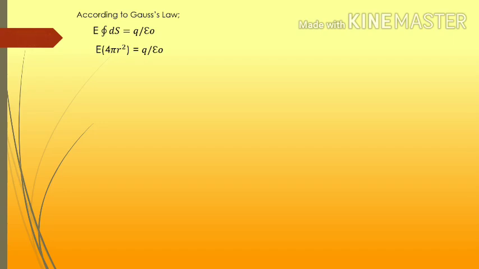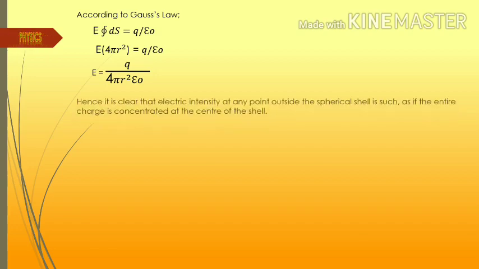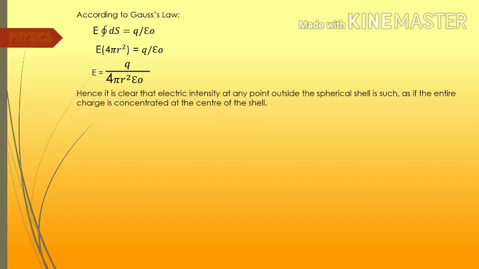The next, according to Gauss's law, the closed surface integral of E dot dS equals q by epsilon naught. E into 4 pi r squared equals q divided by epsilon naught. E equals q divided by 4 pi r squared epsilon naught. Hence, it is clear that the electric intensity at any point outside the spherical shell is such as if the entire charge is concentrated at the center of the shell.